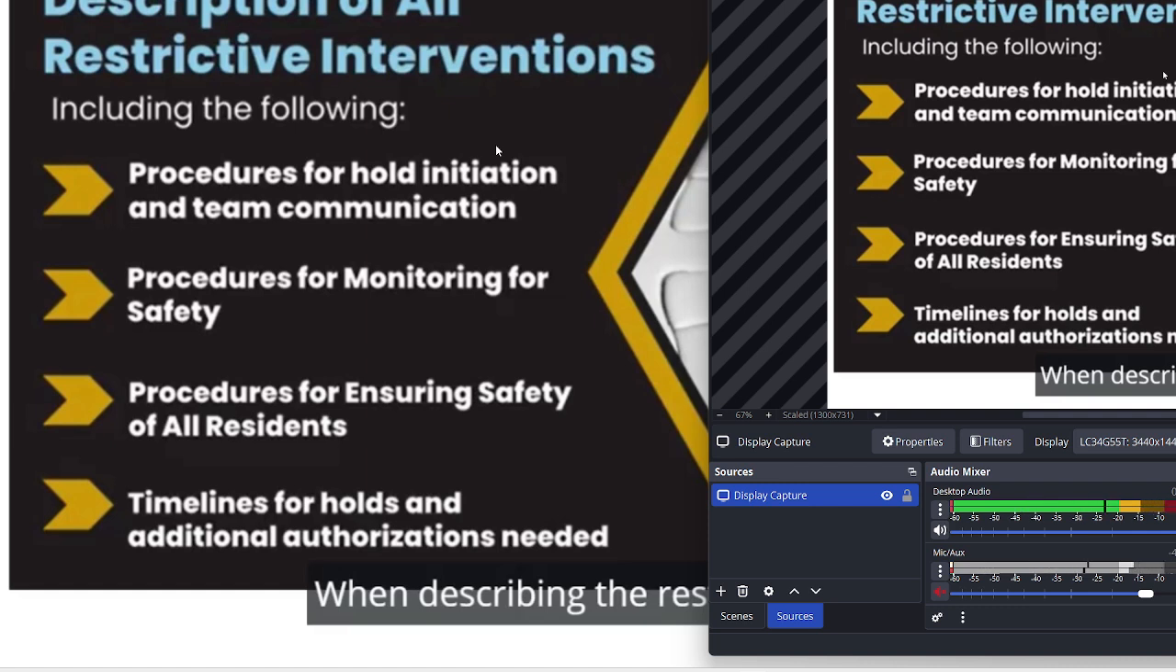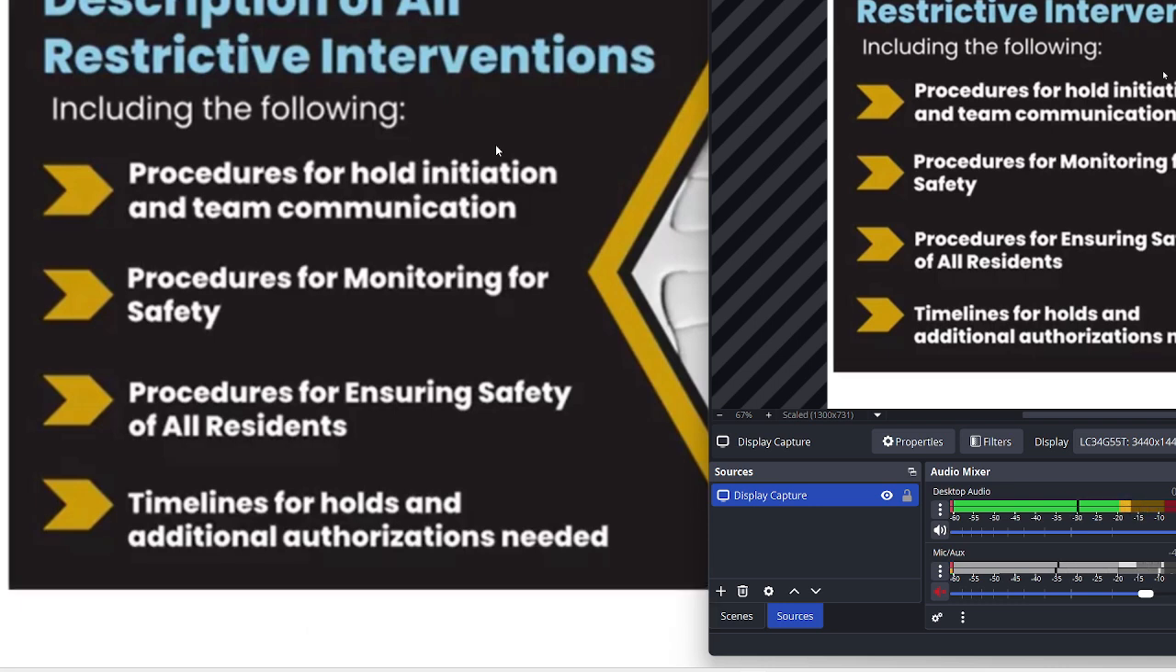When describing the restrictive interventions, be sure to include procedures for hold initiation and team communication, procedures for monitoring safety during any holds, procedures for ensuring safety of all residents during a crisis, as well as timelines for holds and additional authorizations needed to extend beyond those timelines.